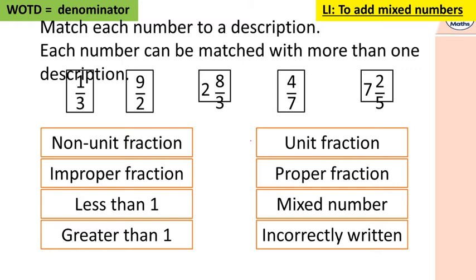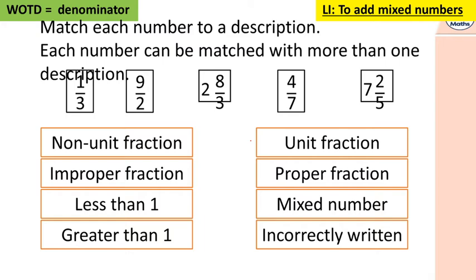Right, let's look at 1/3 first. So 1/3 is a unit fraction because the numerator is a 1. It is a proper fraction because the numerator is less than the denominator. And it is less than 1 because 3/3 is 1. Let's get 9/2. So that is an improper fraction because the numerator is bigger than the denominator. It is a non-unit fraction because the numerator is not 1, and it is greater than 1 because 2/2 is the same as 1 and it's more than that.